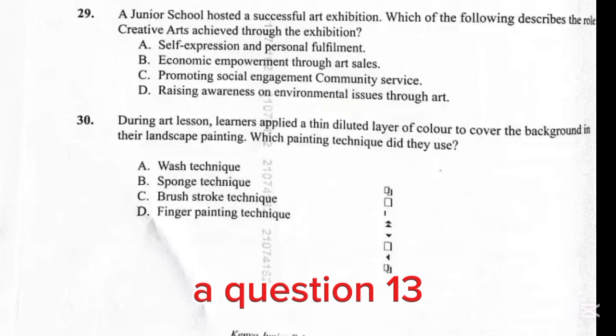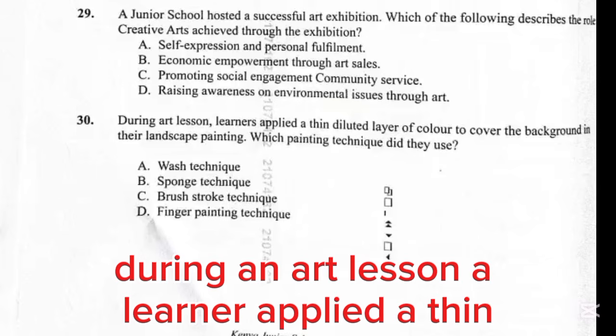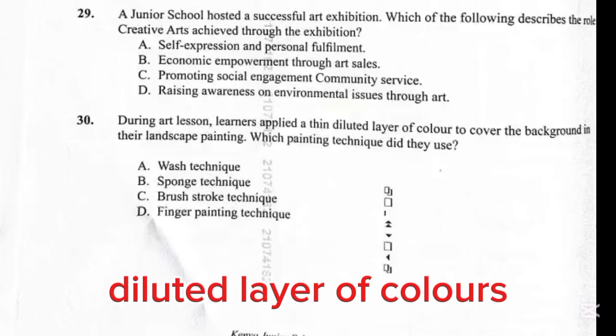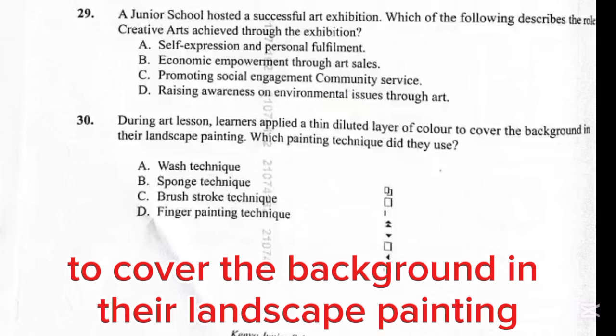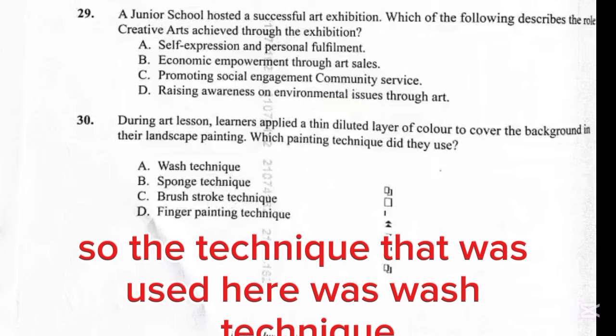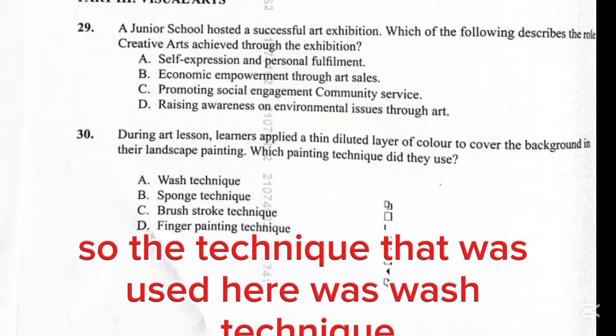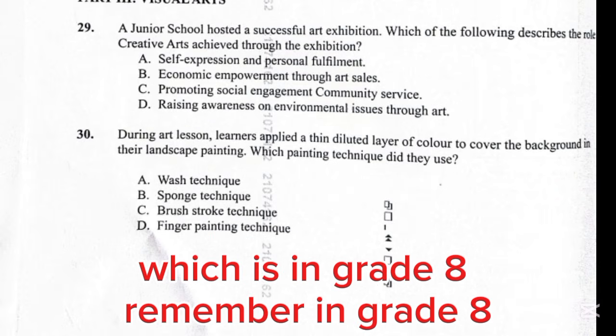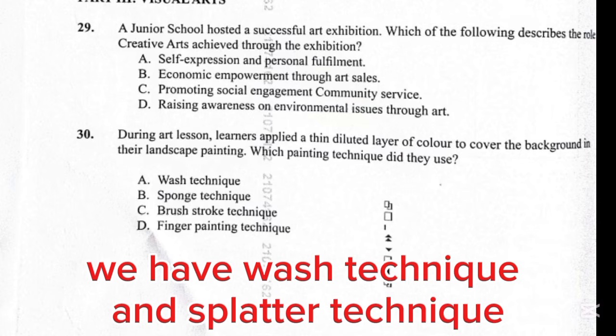Question 30, during an art lesson, a learner applied a thin diluted layer of colors to cover the background in their landscape painting. So which technique did they use? So the technique that was used here was wash technique, which is in grade 8. Remember, in grade 8 we have wash technique and splatter technique.